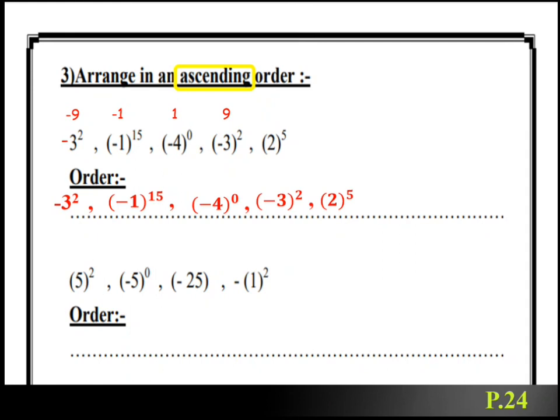And the next one, 5 power 2, which is equal to 25. Negative 5 power 0, which is equal to 1. Negative 25 as it is. And negative 1 power 2, which is negative 1. The ascending order here will start with negative 25, of course. After that, negative 1, which is negative, open bracket 1 and close the bracket, power 2. After that, negative 5 power 0. After that, the last number will be 25, which is 5 power 2.